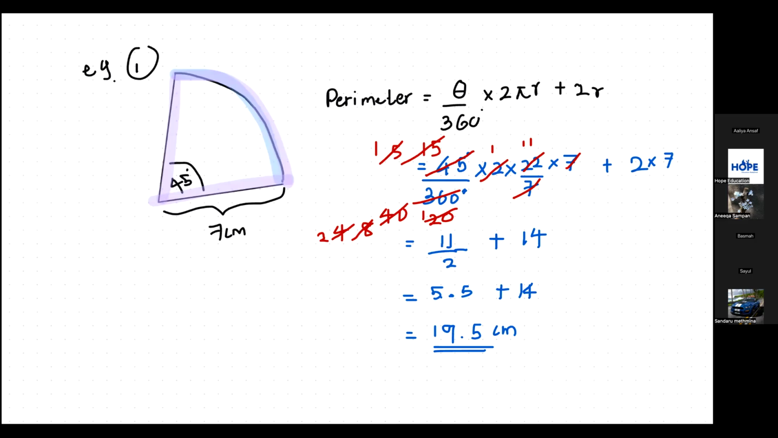Children, whenever you get to find perimeter, remember to write the formula first. Otherwise, you might get it confused. And sometimes they might give marks for the formula. You must always write the formula first. Make it a practice. Let me know when you're done writing this.